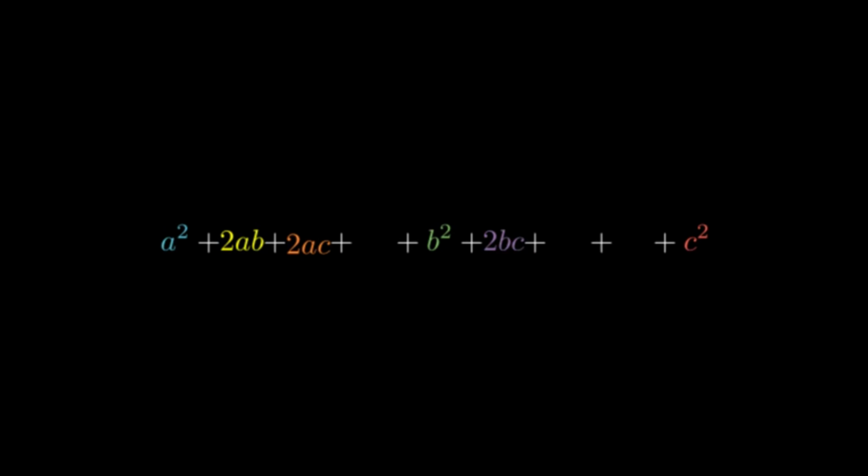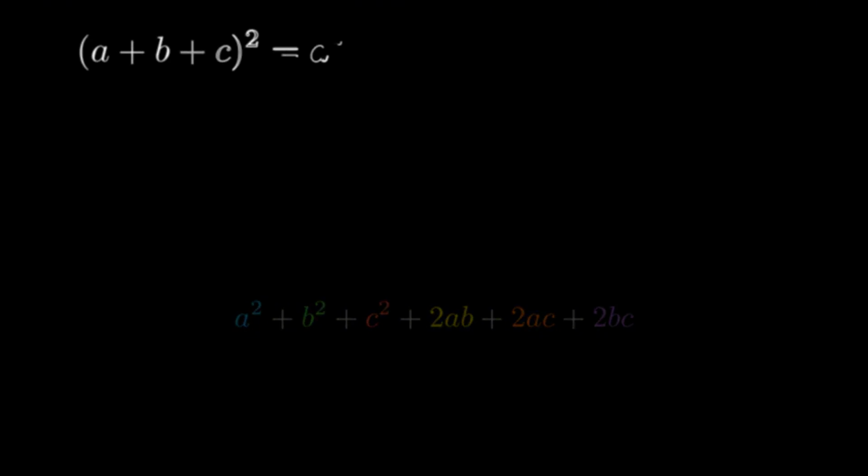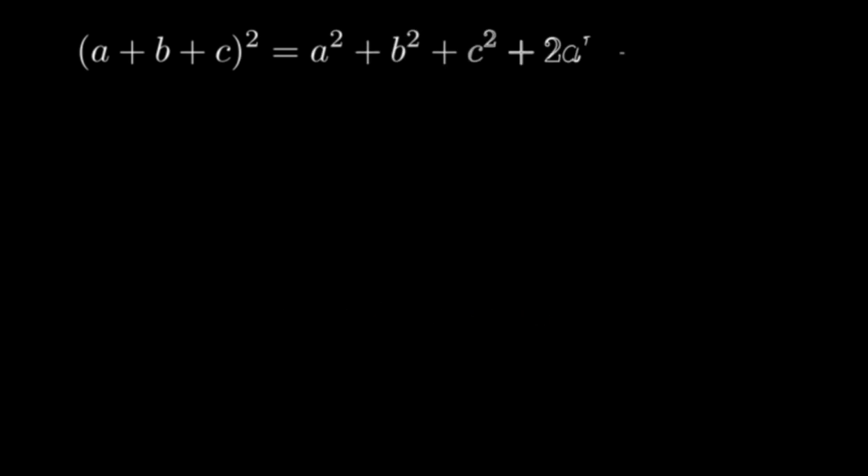Now that we've combined all like terms, we can rearrange our expression into standard form. The standard form typically begins with the squared terms followed by the cross product terms. In standard form, we first list all the squared terms, a², b², and c². Then we include all the cross product terms, 2ab, 2ac, and 2bc. This arrangement makes the pattern clearer. So our complete expansion of the trinomial squared, (a + b + c)² equals a² + b² + c² + 2ab + 2ac + 2bc.